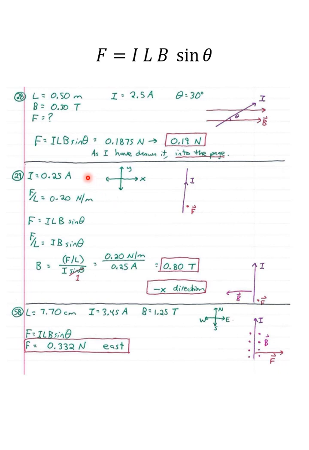We know that the current is 0.25 amperes, force per length is 0.2 newtons per meter. And so let's take this equation, F equals ILB sine theta, and we want to solve it for B, but I want to isolate force divided by length because that's a quantity that's given to us. So we'll say F over L equals IB sine theta. So B is F over L divided by I sine theta. Sine theta becomes 1, and you can plug in the values and get 0.80 Teslas in the negative x direction.